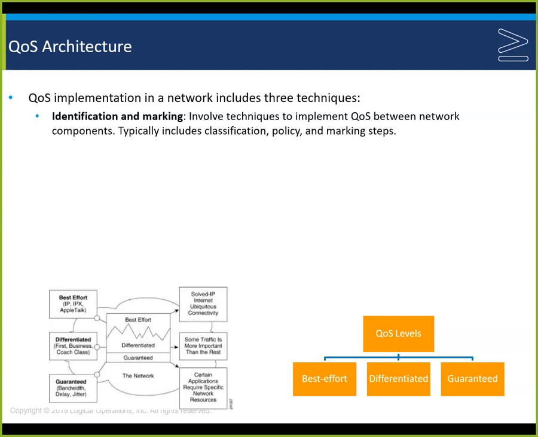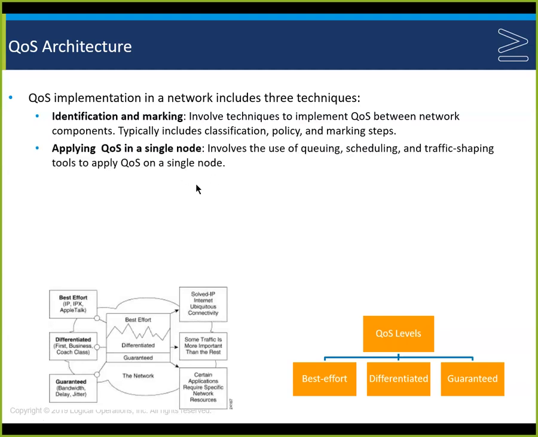So first we've got to determine what we want to manage the unfairness, what we want to give a priority to. And then once we determine what we want to give a priority to, what do we want to do with that traffic? And that's what the policy is going to be. And then the marking step is when we actually are going to apply that policy. And we'll get to one of those in just a minute.